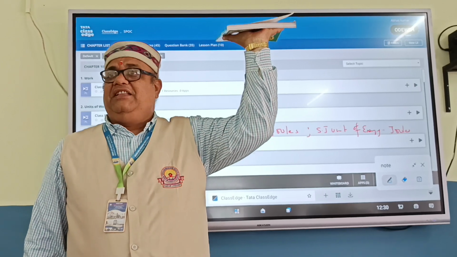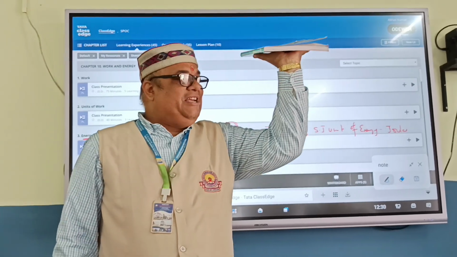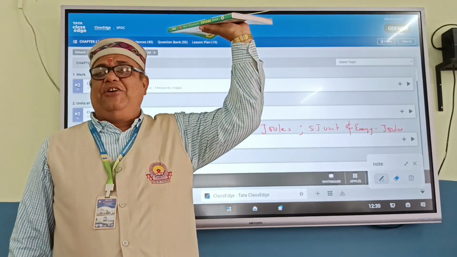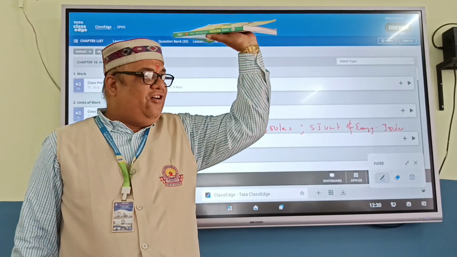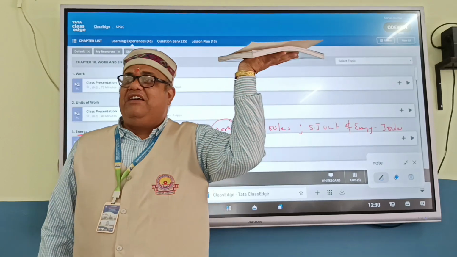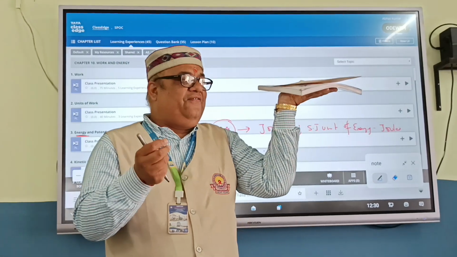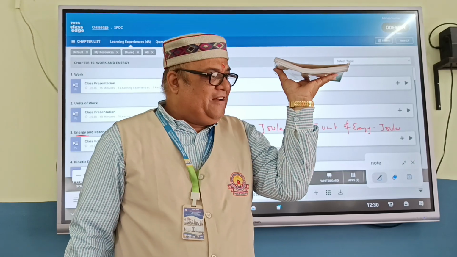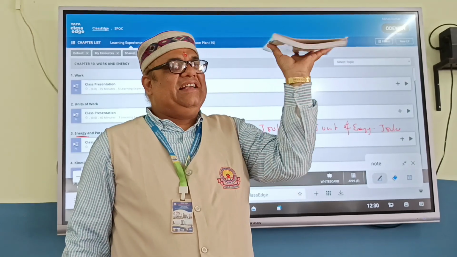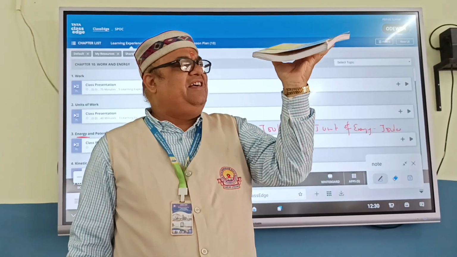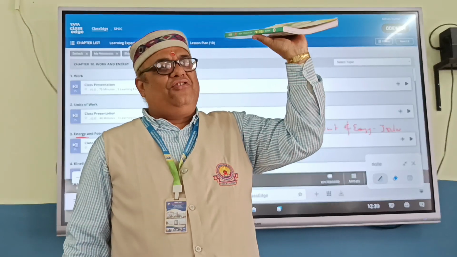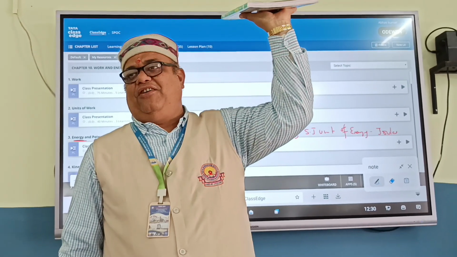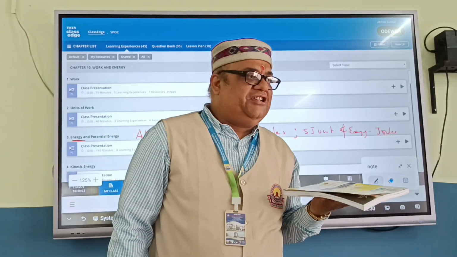The energy that an object has, or stored energy which is there because of its position or rest. So how do we define it? We say it is the property of an object to remain at rest or to remain at a position, and the amount of energy that is acquired by the object is said to be potential energy.